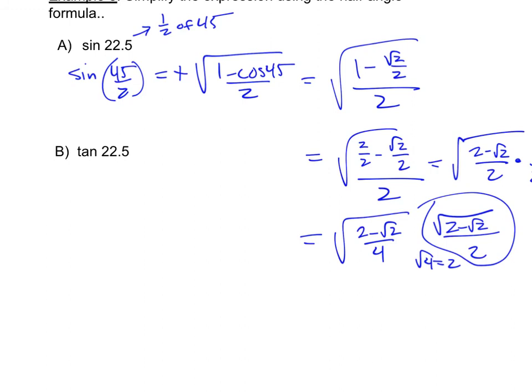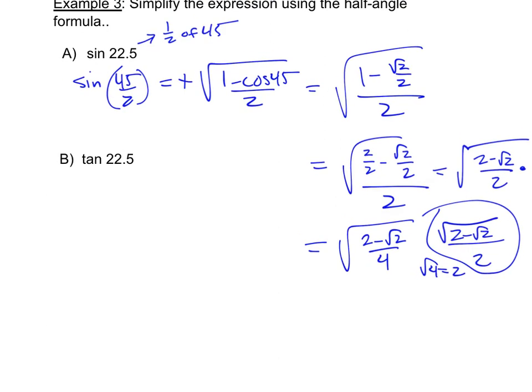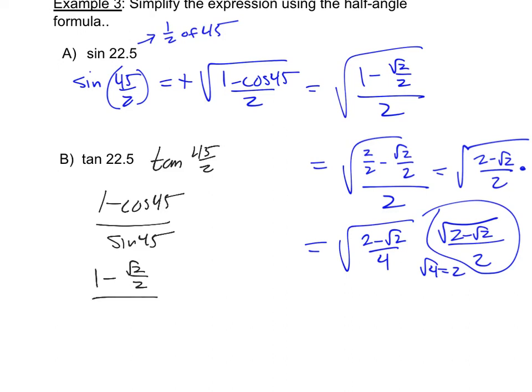So last piece here, tangent. What am I looking at? So it's a tangent of not 22.5, but think about it as 45 divided by 2. So it's 1 minus cosine of 45 over sine of 45. So that's 1 minus square root of 2 over 2 all over square root of 2 over 2. So if I put that together, it's 2 over 2 minus that over that.